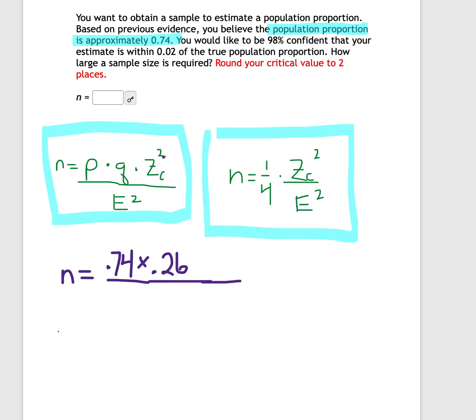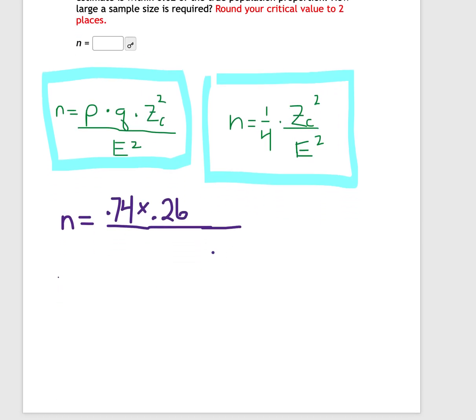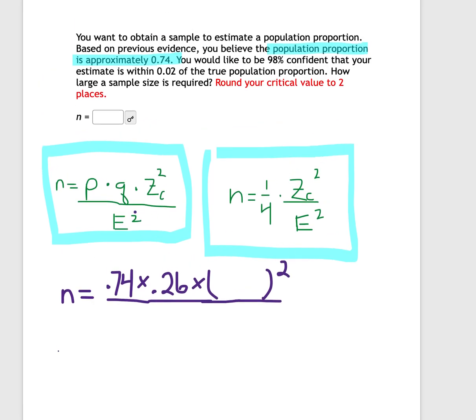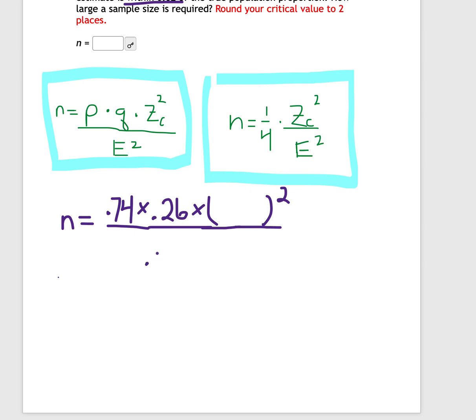Now, for my Z critical, I have to do a little work to figure that out, and we'll put that in here. So whatever we get when we find Z critical, that will go here and we'll square it. And then our error squared, it's given to us in the problem that our error is 0.02. So that's going to go down here, 0.02, and I'm going to square it.